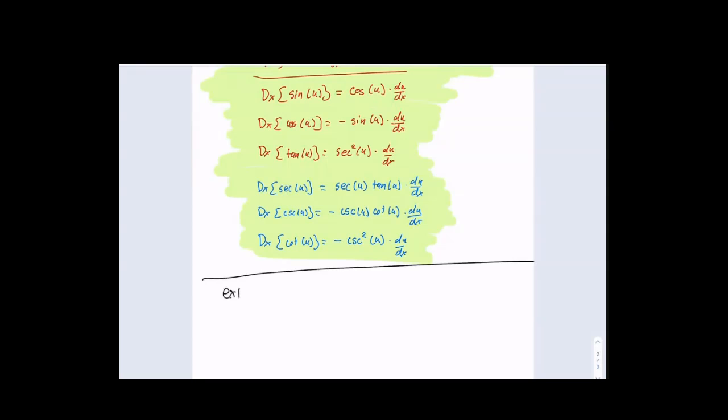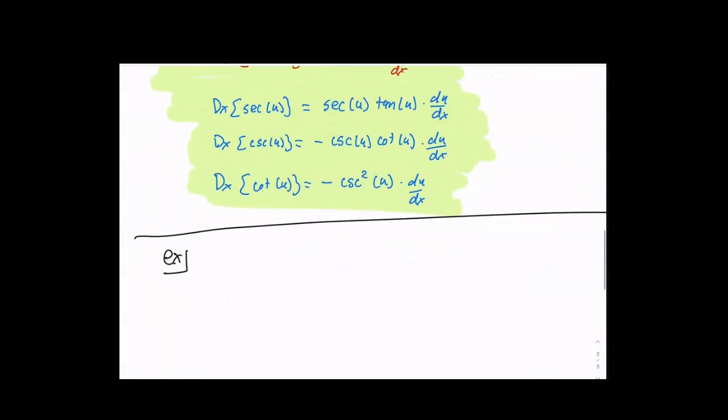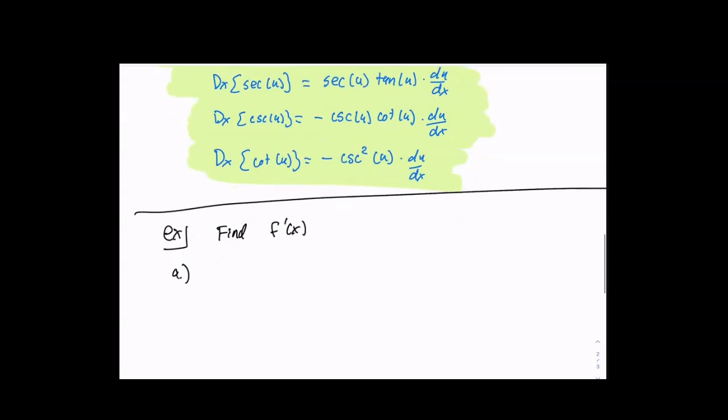Example. Find f prime of x. Now, all of these problems are going to typically utilize other rules as well. Constant multiples still apply. Constants, sum and difference, products, quotients, chain rule, they're all there. Let's start on our examples in our most basic form.